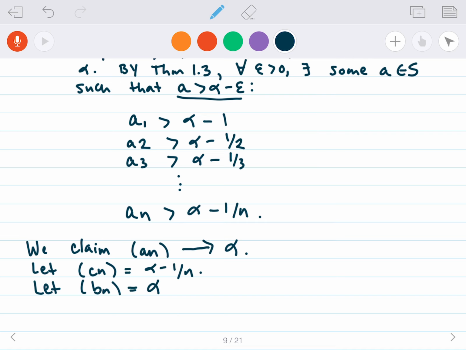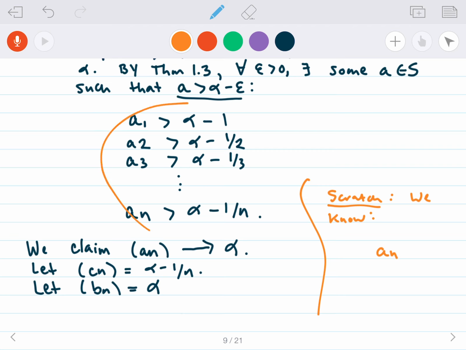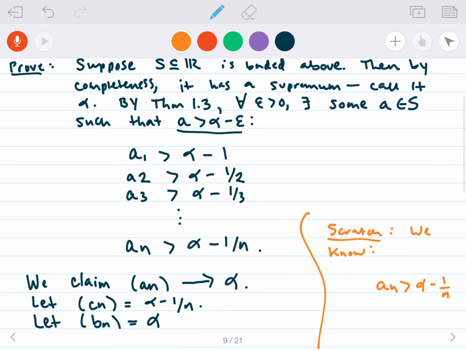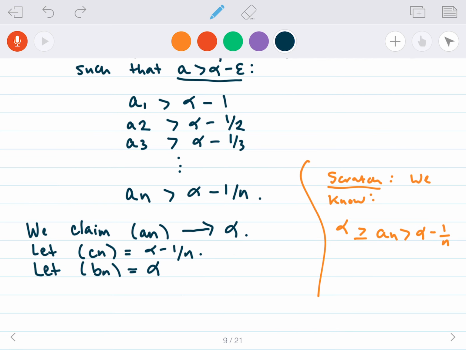Because we know, maybe I'll write this off to the side here as scratch. We know that a sub n, just from this work up here, is going to be bigger than alpha minus 1 over n. And we know that since alpha is the supremum of our set, for each little n, this is going to be less than or equal to alpha. And so the idea here is to use the squeeze theorem. Okay? All right.